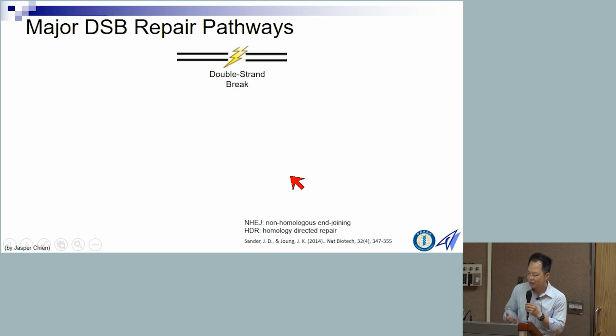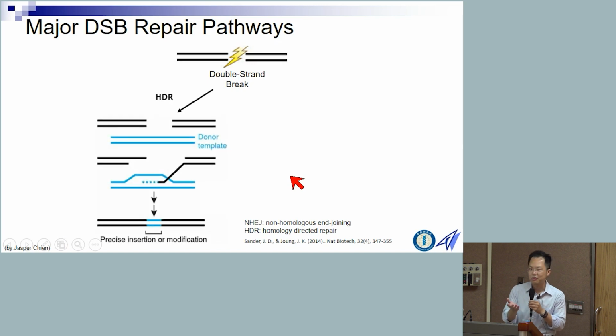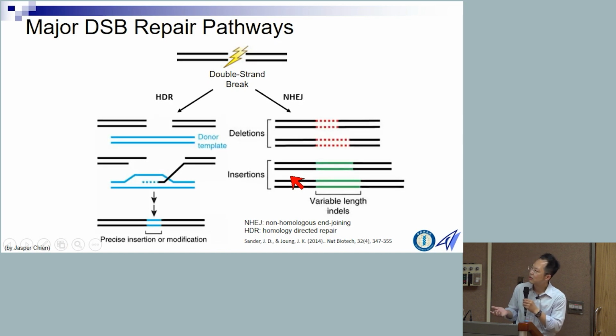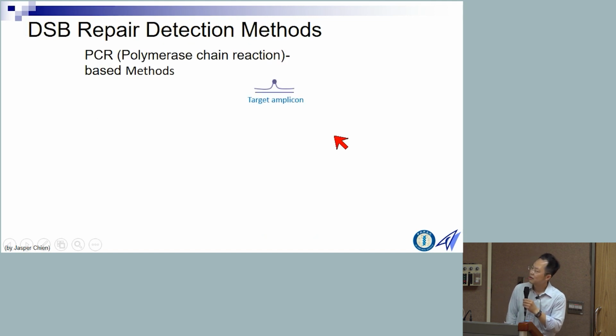Now, how are they repaired? Again, this is really simple for all of you right here: there are 2 major repair pathways for double-stranded break. One is homology-directed repair. The other one is non-homologous end joining. Briefly, if you have a donor template in the vicinity of the break, it allows incision or modification of the gene of interest into the double-stranded break. On the other hand, non-homologous end joining is just random insertion and deletion. Okay.